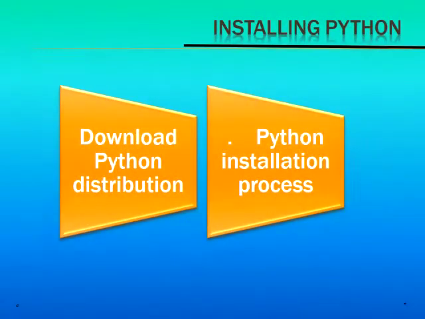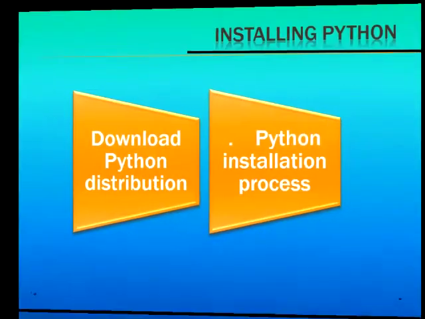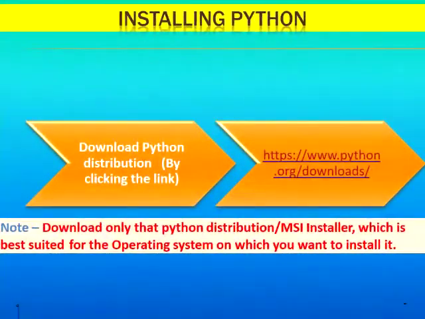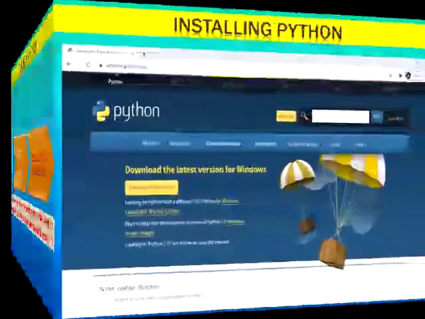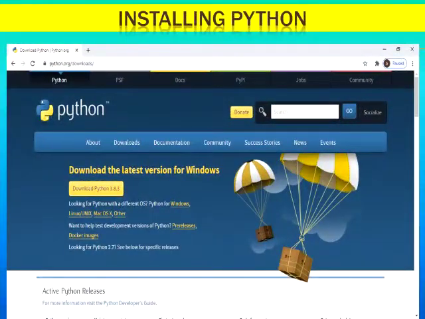Installing Python: for installing Python, firstly we need to download it, then we will install it in our system. For downloading, we have to download the Python distribution according to our operating system from the website www.python.org. The latest version of Python is 3.8.3.